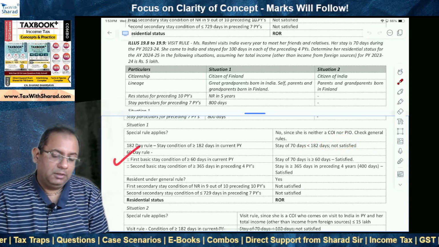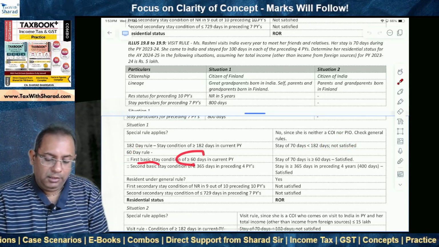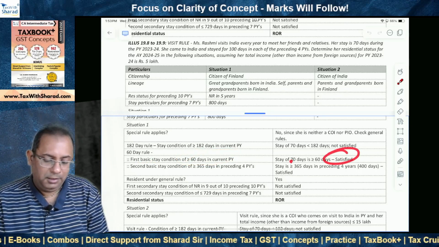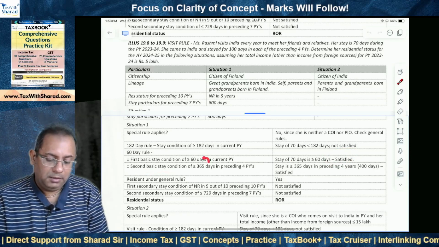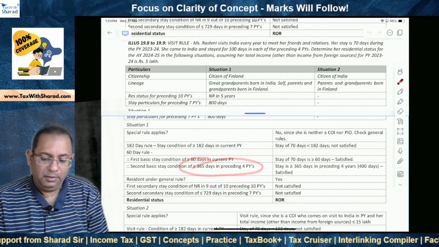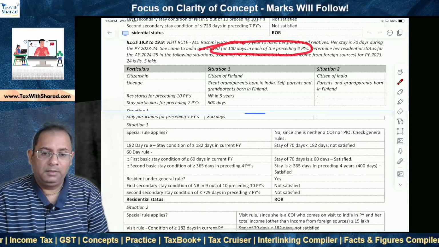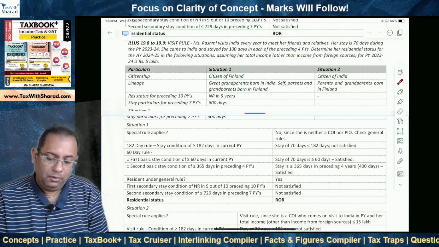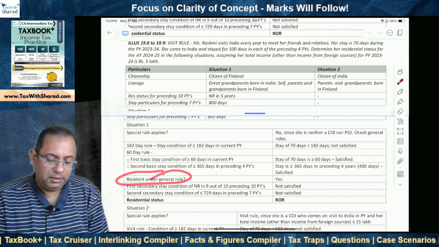Now we move to the 60-day rule. First basic stay condition is 60 days or more in the current previous year, and the stay is 70 days. So this is satisfied. The second basic stay condition under the 60-day rule is 365 days or more in the preceding 4 previous years. It is given she stays for 100 days in each of the preceding 4 previous years. That means 400 days in all. That means this is satisfied. So is Miss Rashmi a resident under the general rule, 60-day rule?